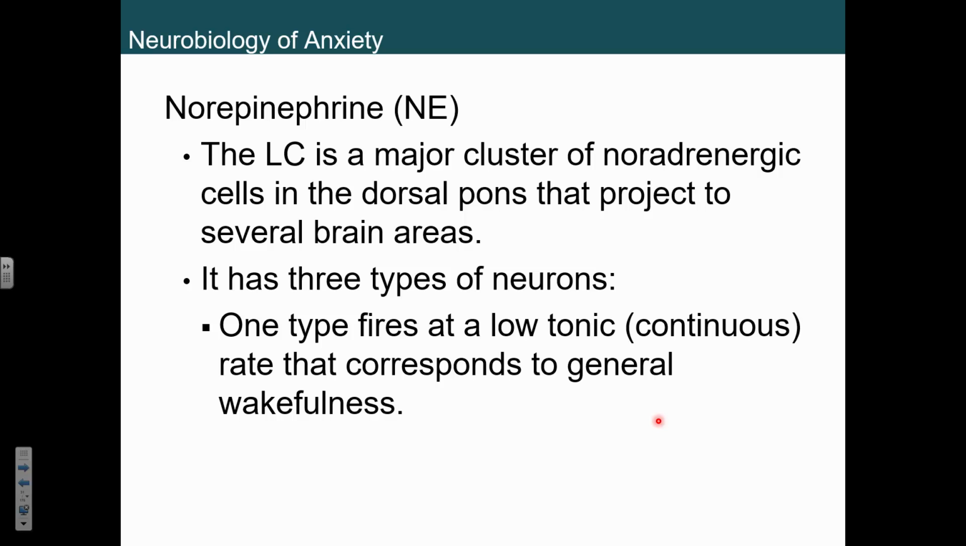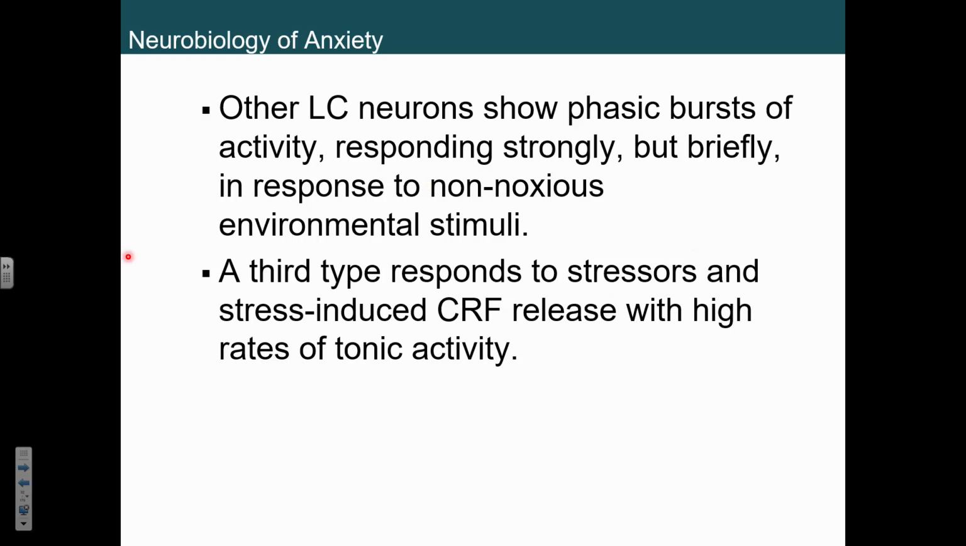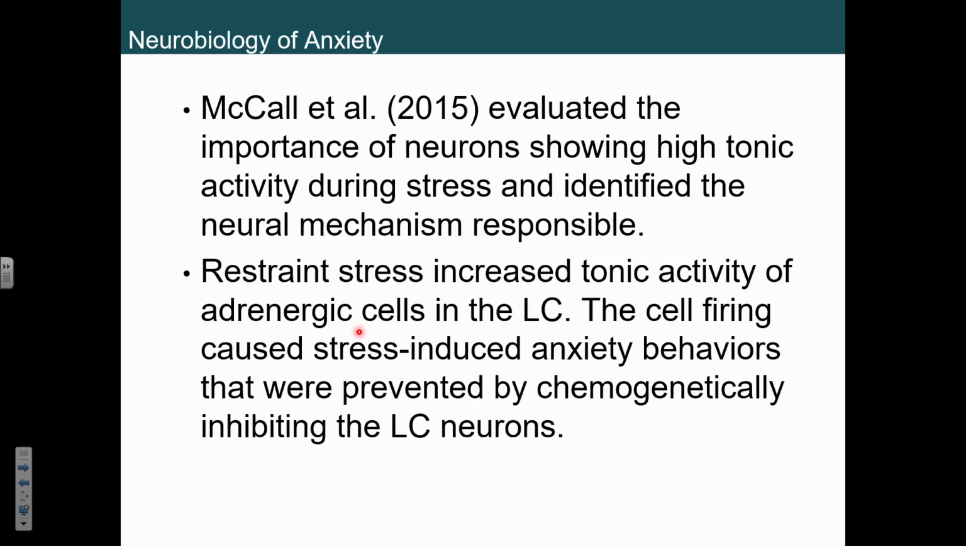We should think about norepinephrine, right? So you have these noradrenergic cells, mostly in the dorsal pons. You've really got three kinds of cells. I'm not going to expect you to know that, but it's the third type here that are really sensitive to the CRF. They actually have this kind of tonic activity, so they have constant, steady firing, right? So they're not like little bursts here and there. It's constant, steady firing, and they tend to be the ones that really respond to stressors.